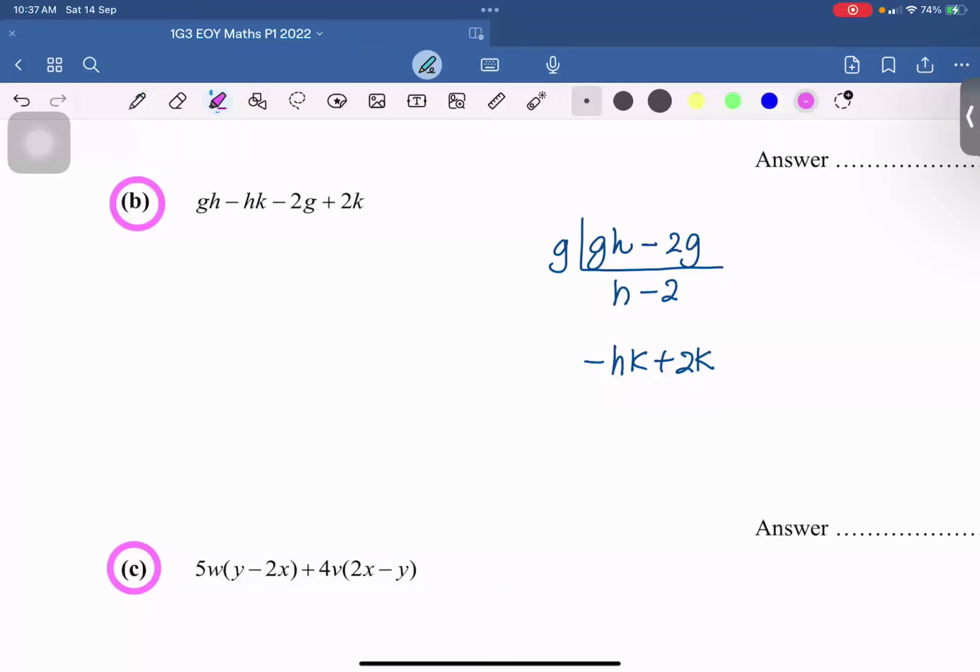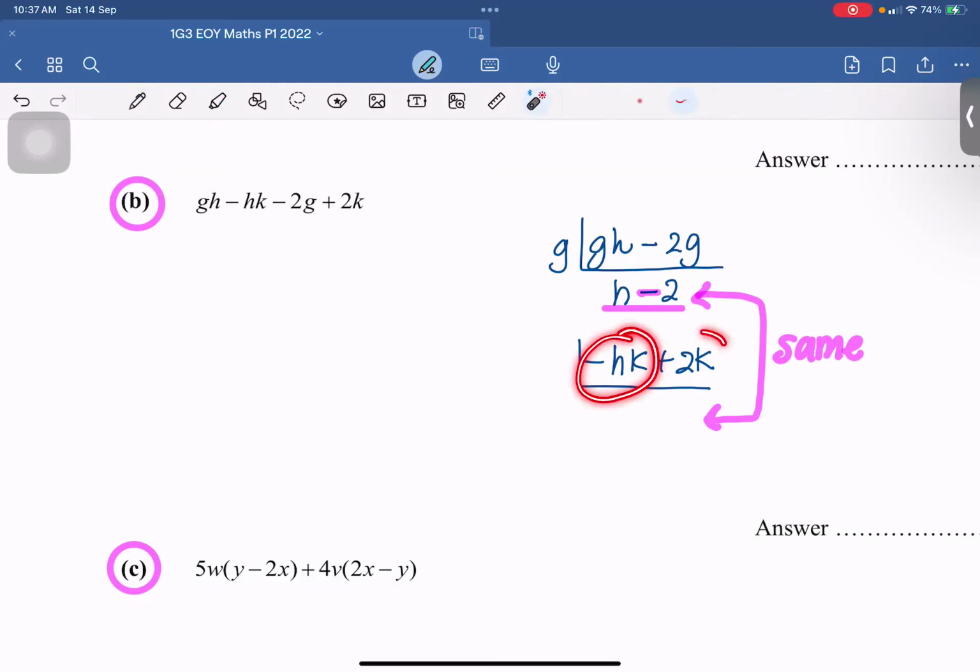Observe, this is H minus 2, right? This portion. So the moment when I do the next grouping, I must make sure the answer over here must be the same, right? So next portion, I'm going to do a common factor for negative HK with 2K. Common factor is the letter K. So I'm left with negative H plus 2. But however, the sign is not the same. So what can I do? Factorize out to make the sign the same.